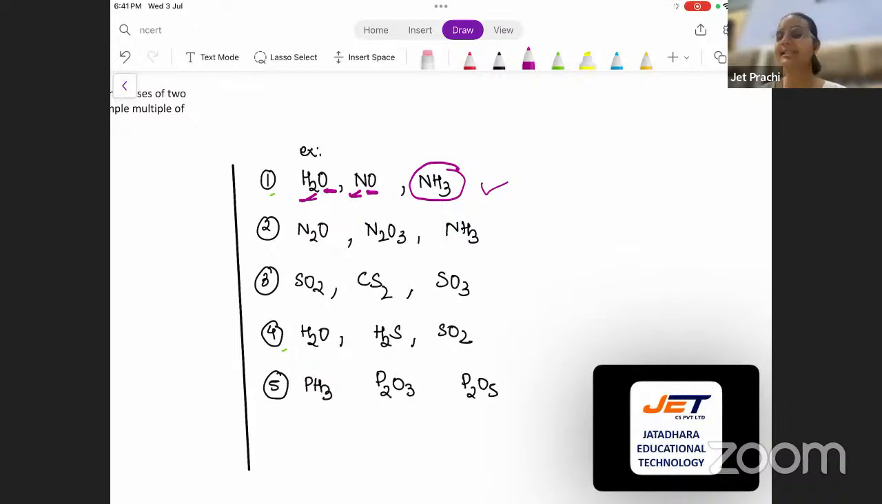I can just see Rakshita, where are the other people? You also have to mark if you have understood the first example. Now I'll tell you some other example and then you have to attempt the rest of it.